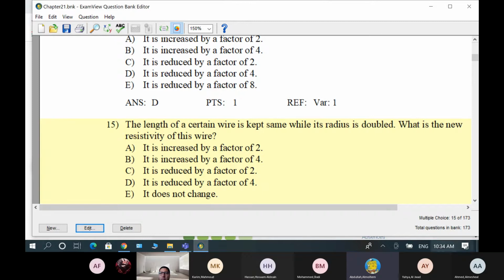As it says in the question, the length of the wire is kept the same while its radius is doubled. This means we didn't change the material or the type of the wire, and resistivity is connected to the type of the material. It only changes with changing the material. For example, copper has its own resistivity, aluminum has its own resistivity, and so on.